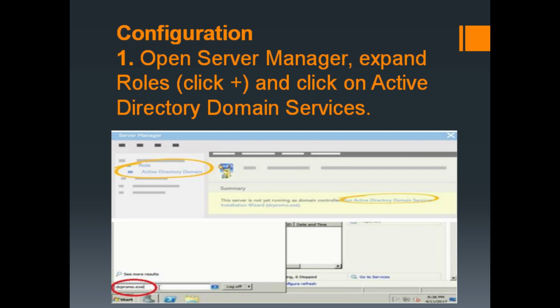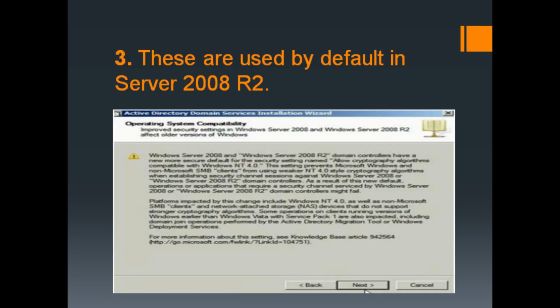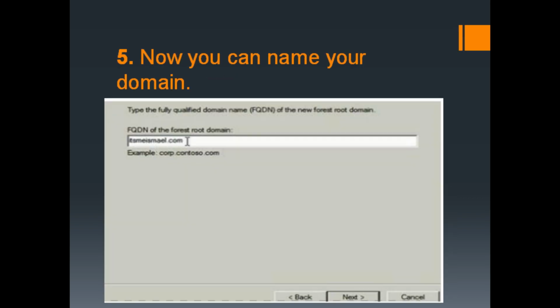Configuration. Number 1. Open Server Manager, expand Roles, and click on Active Directory Domain Services. 2. It will show another wizard, this time to configure the settings for your domain. 3. These are used by default in Server 2008 R2. 4. Choose to create a new domain in a new forest. 5. Now you can name your domain.